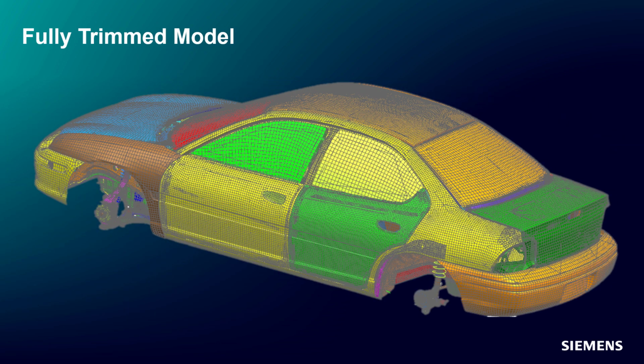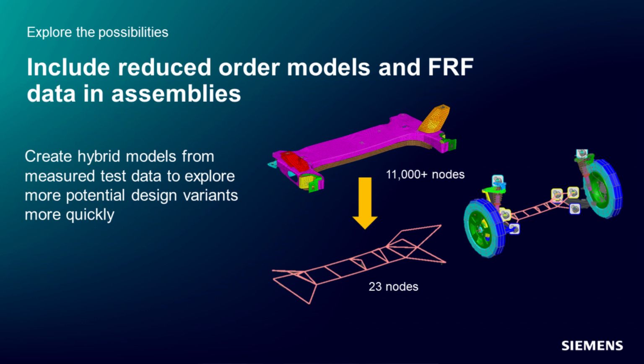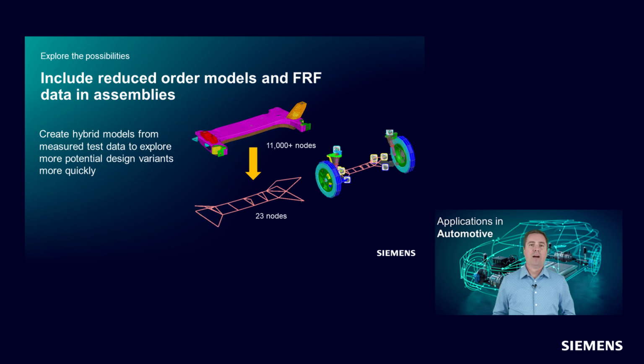What's new in this release is the ability to extend the Assembly Composer to utilize reduced order models as components, such as FRF data that could come from physical testing in Simcenter Test Lab. Hybrid models that combine FE components and FRF or other reduced order models let you quickly explore more possibilities by simulating more model variants faster.